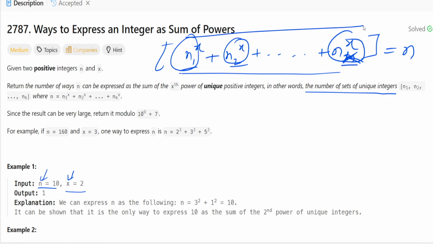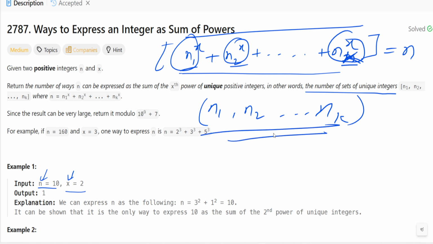So how many sets of these distinct positive integers n1 to nk are possible, such that if we take the power of x and sum them, we get n? I hope you understand. Each integer can be used at most how many times? Once. These integers cannot be repeated multiple times. They should be unique.